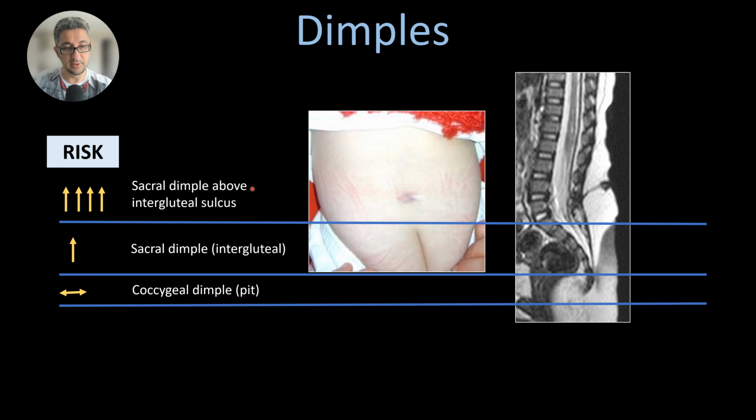For example, here with an increased risk because the lesion is way above the level of the intergluteal sulcus, as you can see it. So the lesions at this level, at the coccygeal level, have no increased risk.